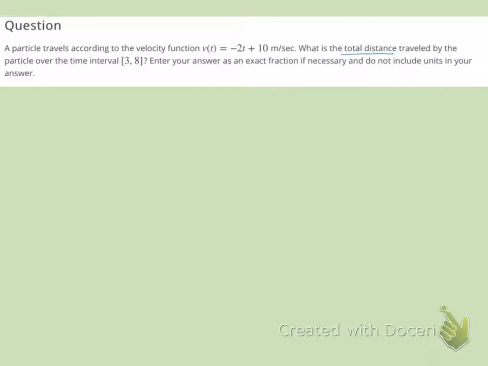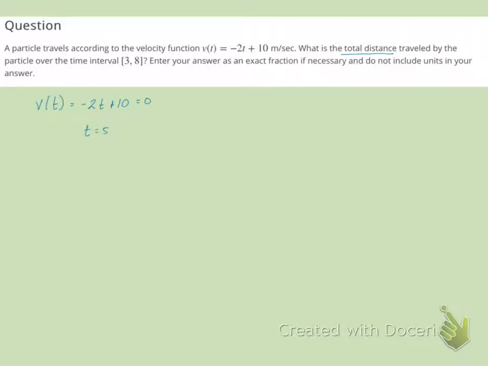So what's going to happen here is we have to figure out where this particle is changing direction. As opposed to just taking the straight integral from 3 to 8, we have to acknowledge that there might be a spot in there where it changes direction. Well, we can figure out where a particle changes direction by finding where the velocity equals 0. So if we first set the velocity equal to 0, subtracting 10 divided by negative 2, we'll get t equal to 5.